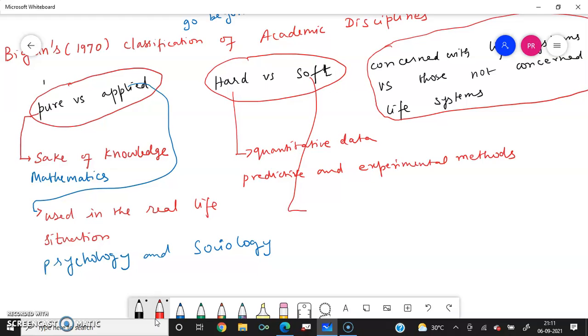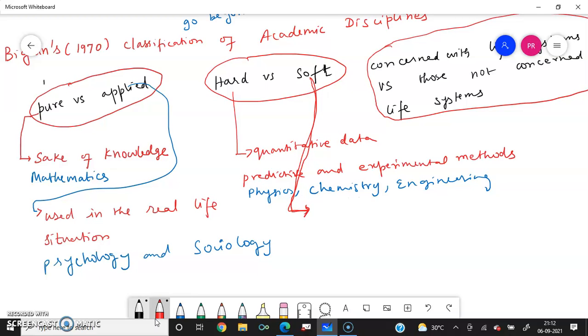Now we go to the soft one. I told you about physics, chemistry, and computing, engineering, etc. Now we are going to talk about the soft. What are the soft disciplines?